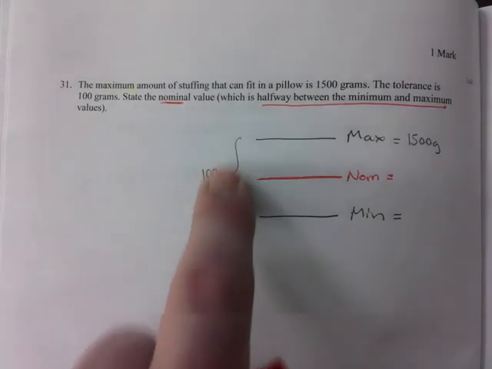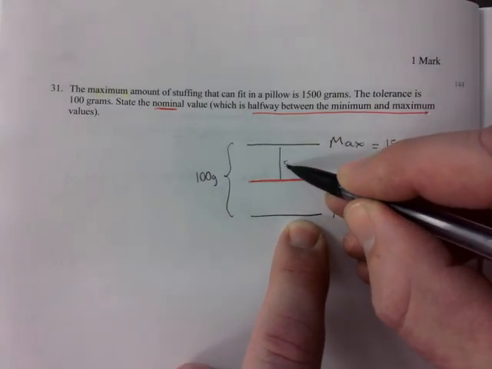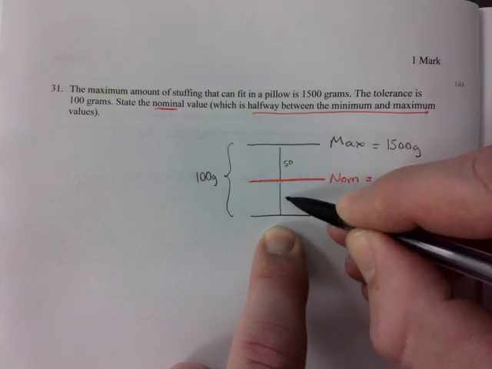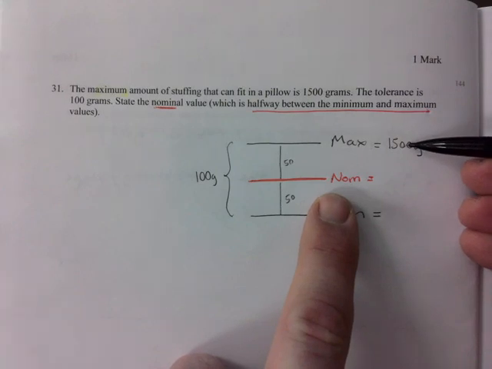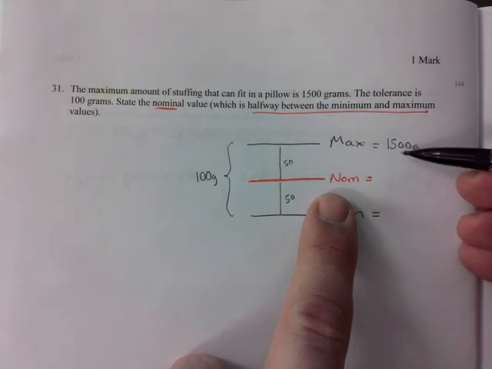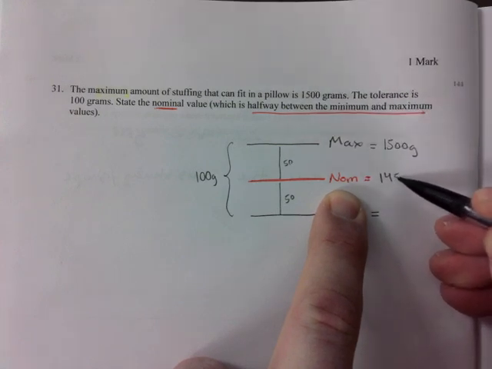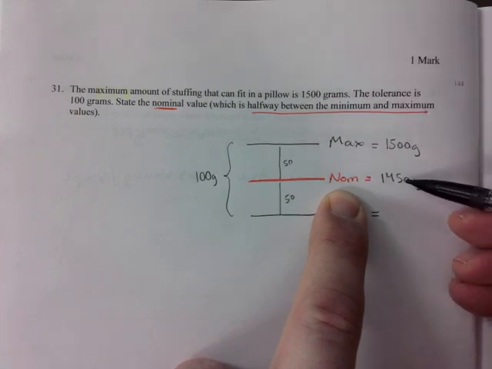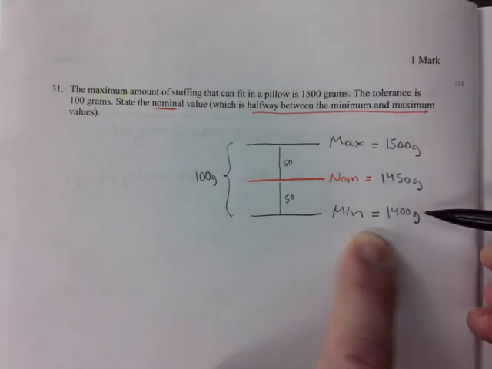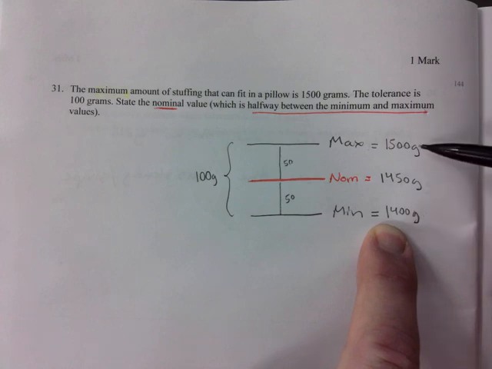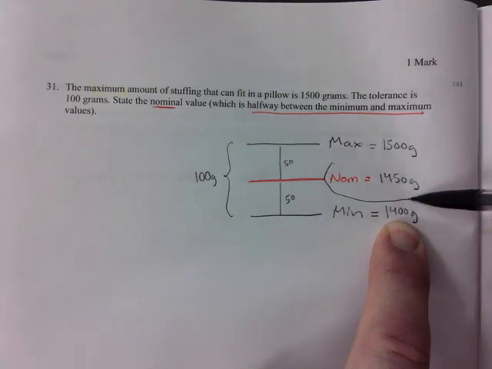If this is 100 from the highest to the lowest, then we know that this is 50, and the difference here is 50. So to get from the max to the nominal, we would just subtract 50 from it. So it would be 1450. And subtracting it one more time would get you 1400, which is the minimum. Or you go max minus tolerance to get to the 1400. But this is what they want.